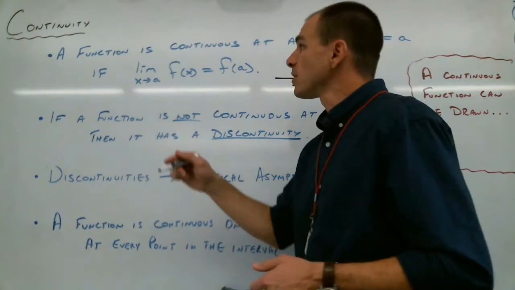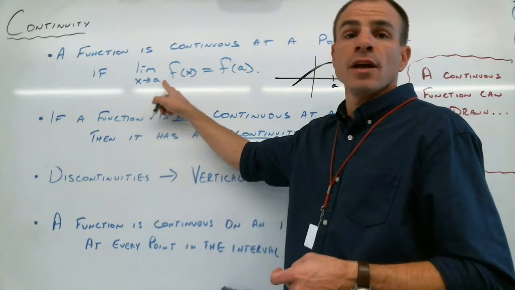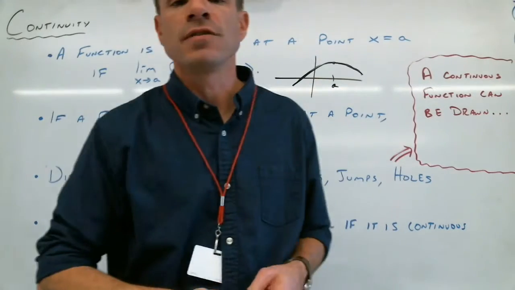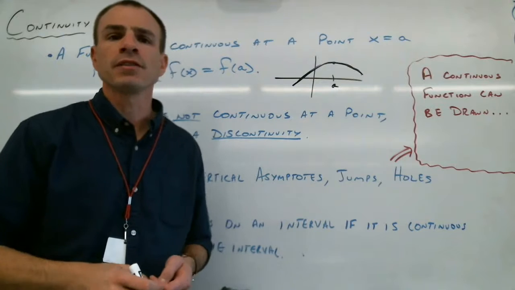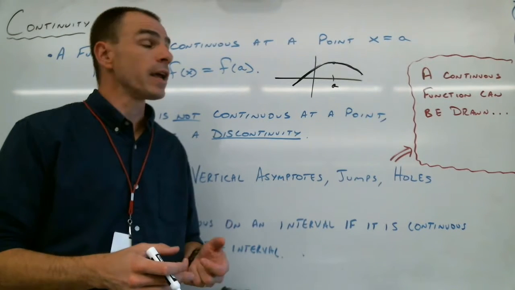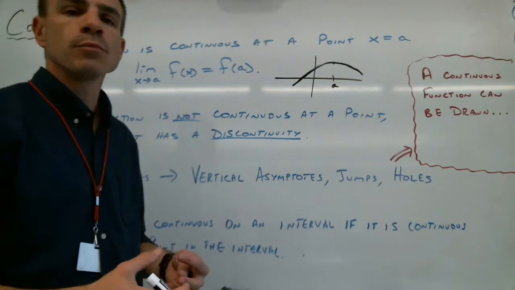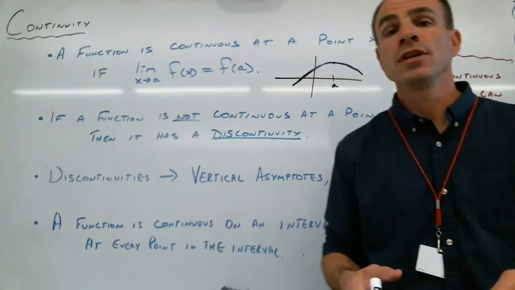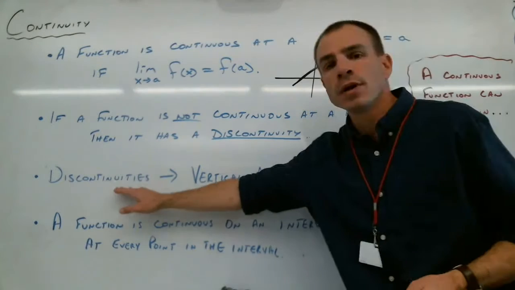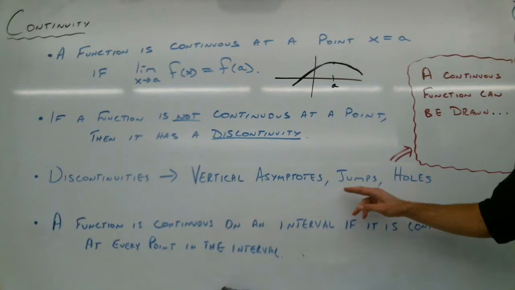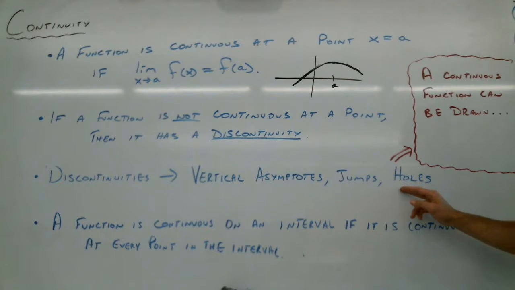So if there's a case where the limit as x approaches a of the function does not equal the function's value, for a couple of reasons which we'll talk about in the next video, then what we're looking at is a discontinuity. Discontinuity can present itself in a bunch of different ways, which I'll show you in future videos. But the big ones are vertical asymptotes, jumps, or holes in the graph.